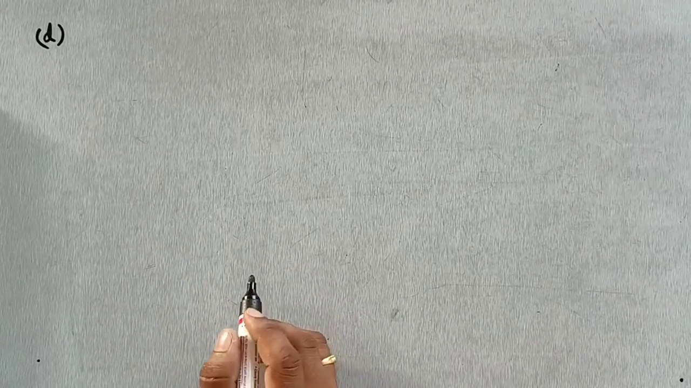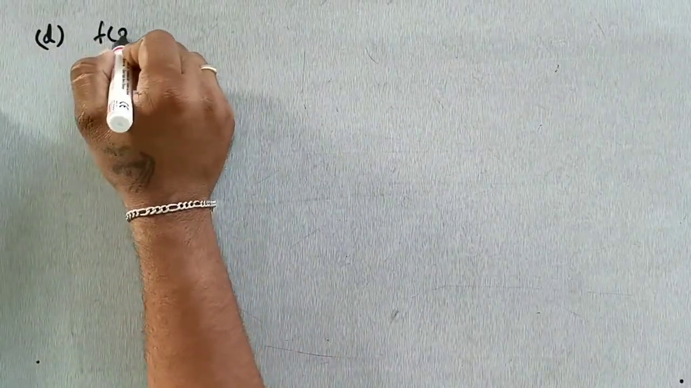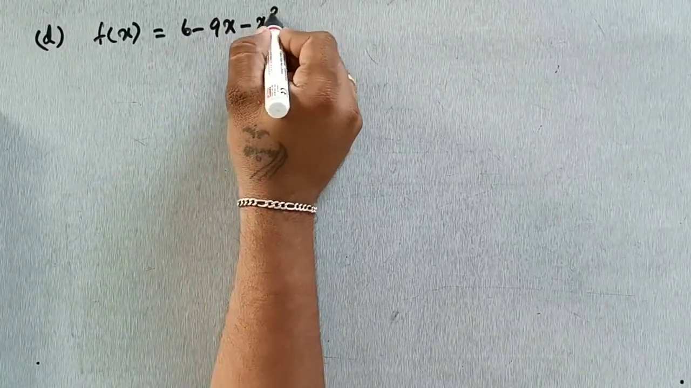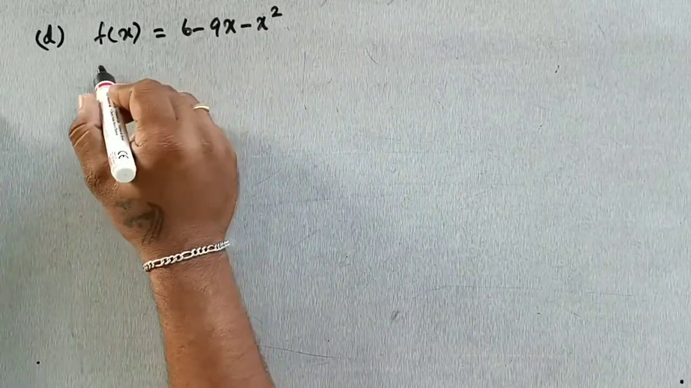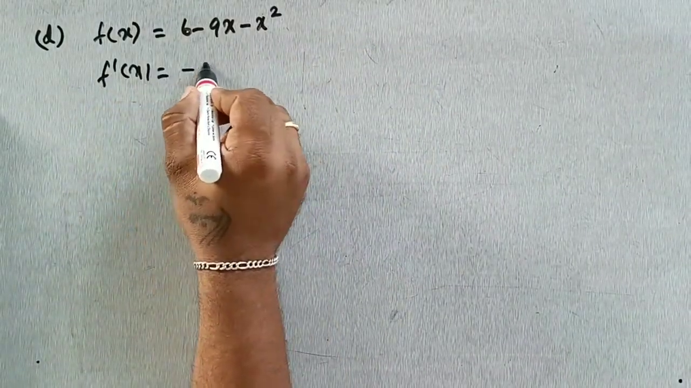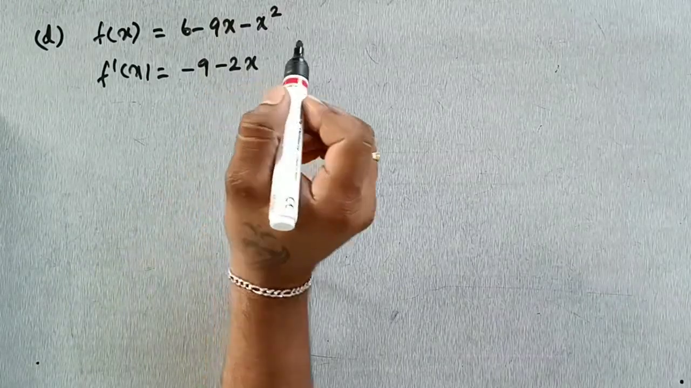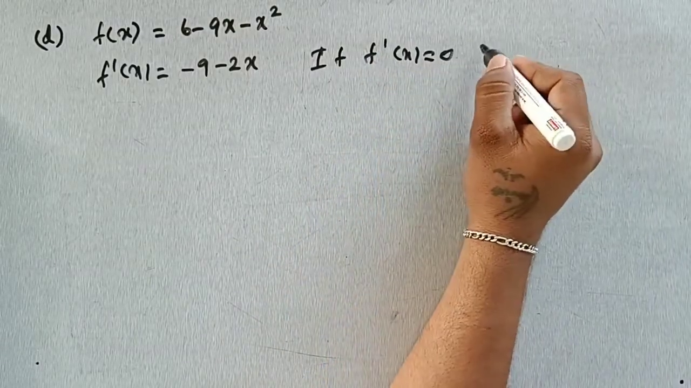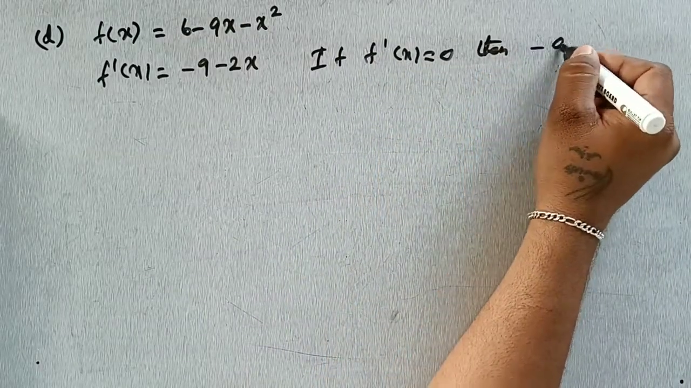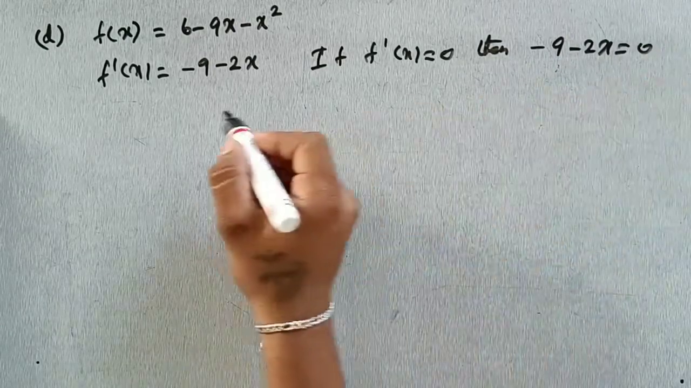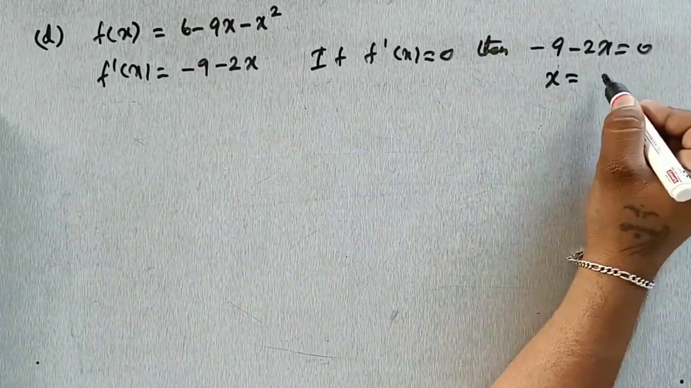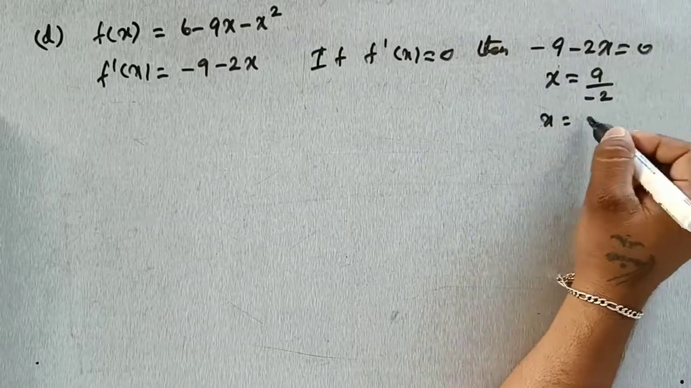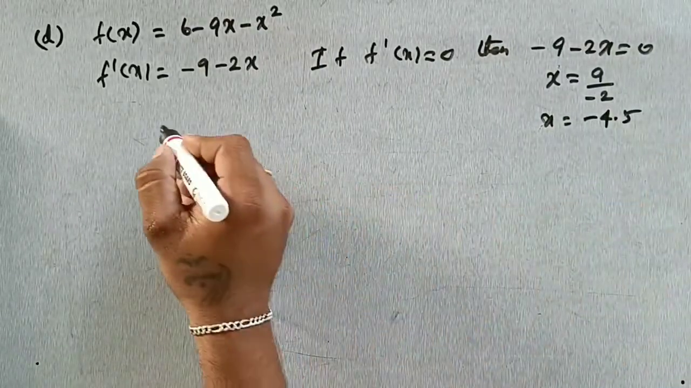Question D is given that a polynomial in degree 2. So f of x equal to 6 minus 9x minus x square. So what is the f dash of x value? So f dash of x equal to minus 9 minus 2x. Now if f dash of x equal to 0, then we can take minus 9 minus 2x also equal to 0. So the corresponding x value will be x equal to minus 9 by 2, or x equal to minus 4.5, both are equal.